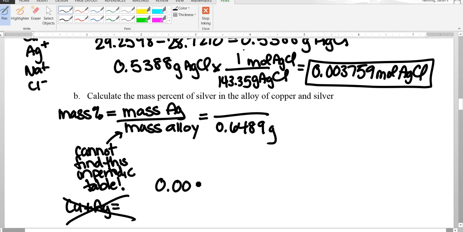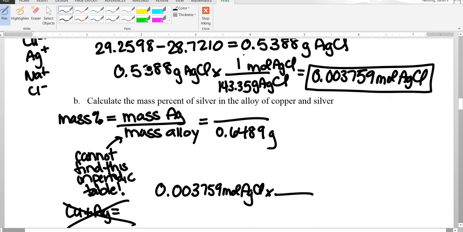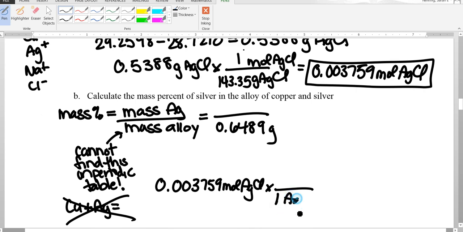So if I have 0.003759 moles silver chloride, I know based on my stoichiometry up above, my balanced chemical equation, every 1 silver chloride requires 1 mole of silver. They react in a 1-to-1 ratio. So every 1 silver chloride has 1 silver.